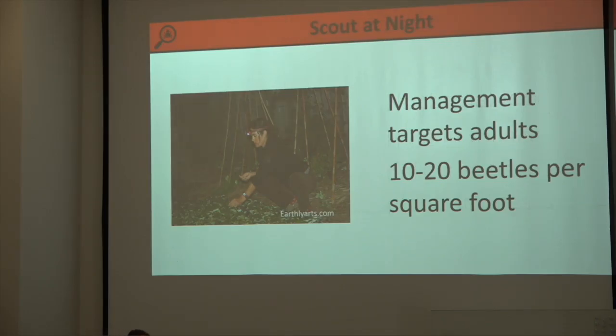Typically, again, for management, you have to kill the adults, so you have to get to where the adults are. The rule of thumb is if you're seeing 10 to 20 beetles per square foot, which is actually quite a lot of beetles. Typically, again, this is not considered an economic problem. Strawberries can handle a little bit of holes in their leaves.